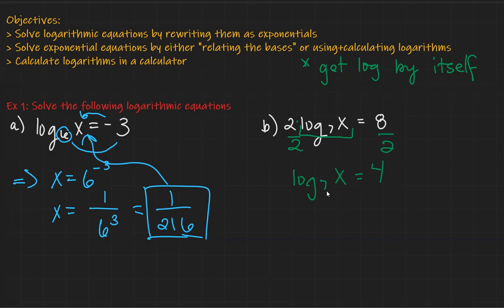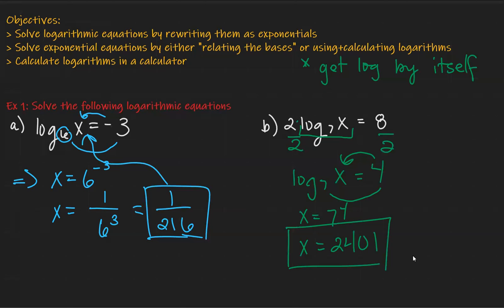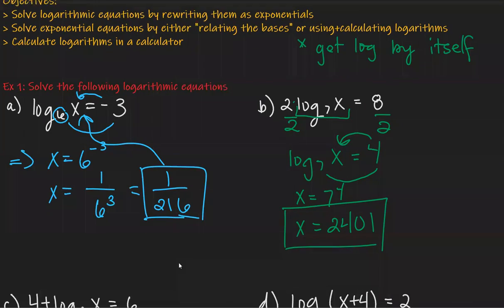Now I can rewrite: 7 to the 4th power is equal to x. So x is equal to 7 to the 4th. If you don't know it off the top of your head, I don't blame you, neither do I. 7 to the 4th power is a big number. That is 2,401. That's the big one. Okay, cool. So that's the solution to this one. Let us keep going.